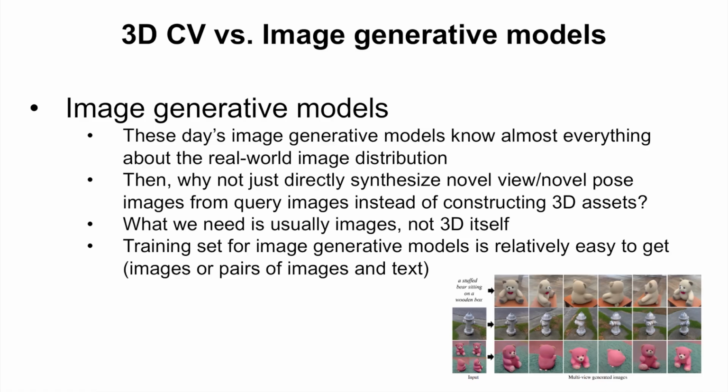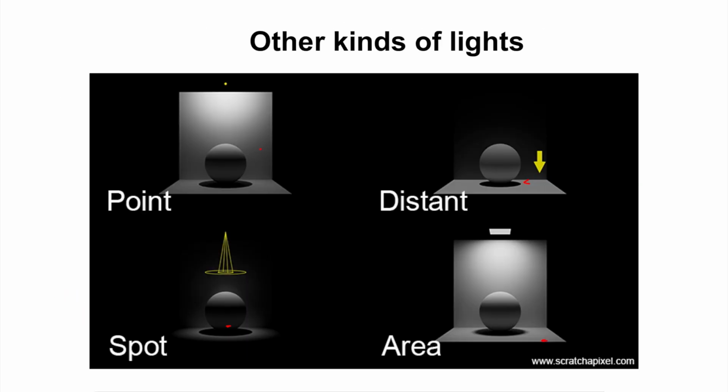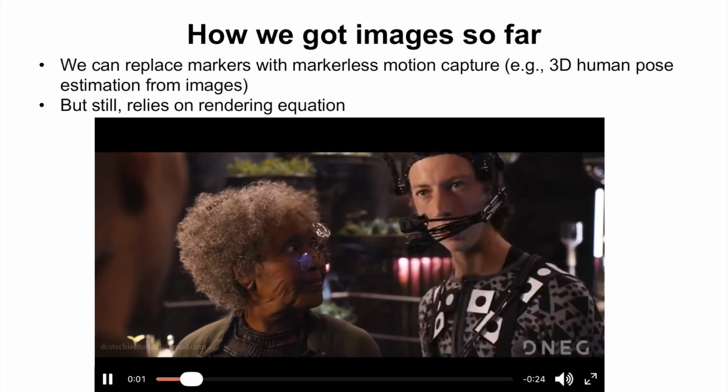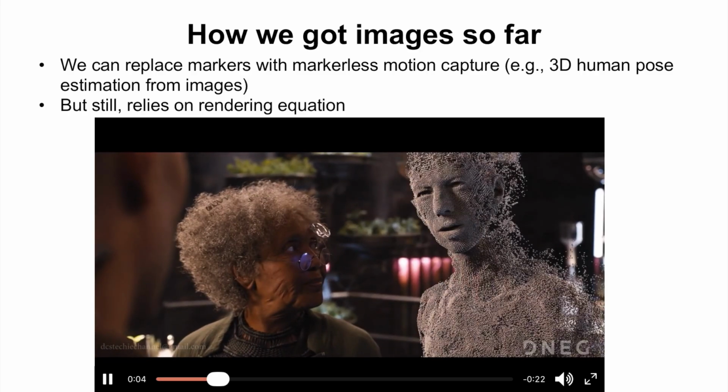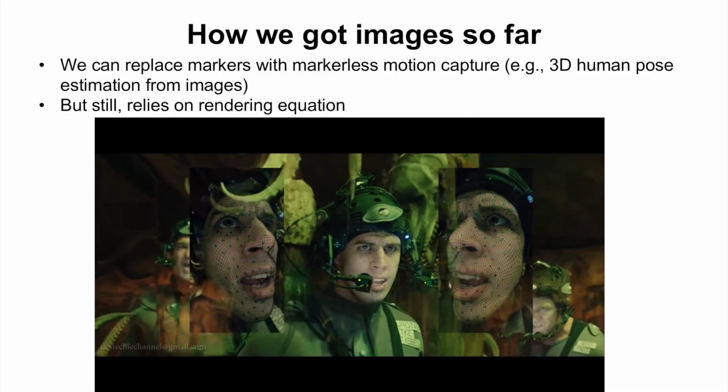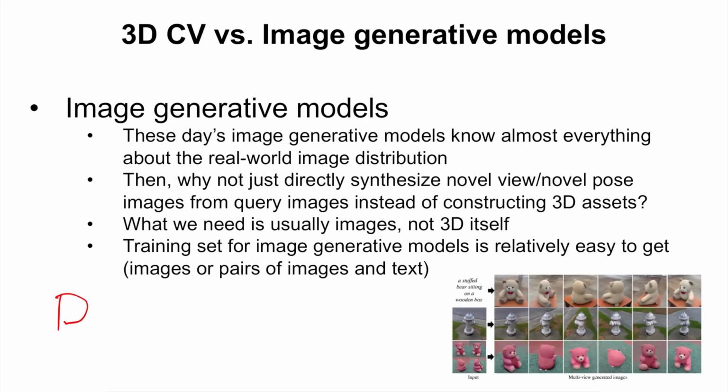Let's see this example. We actually do not need 3D stuff. All we need is always images, rendered stuff, right? Then why not just keep skipping? Why not just skip 3D stuff and directly generate images in this image space, directly rendering images, while skipping 3D stuff using a generative model? That is the approach these days.